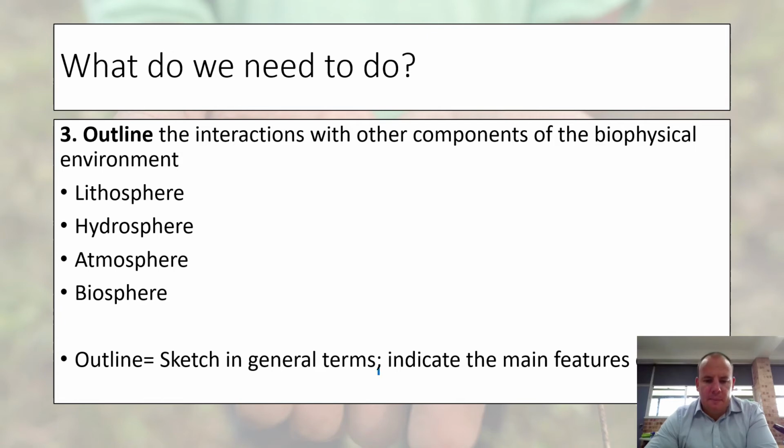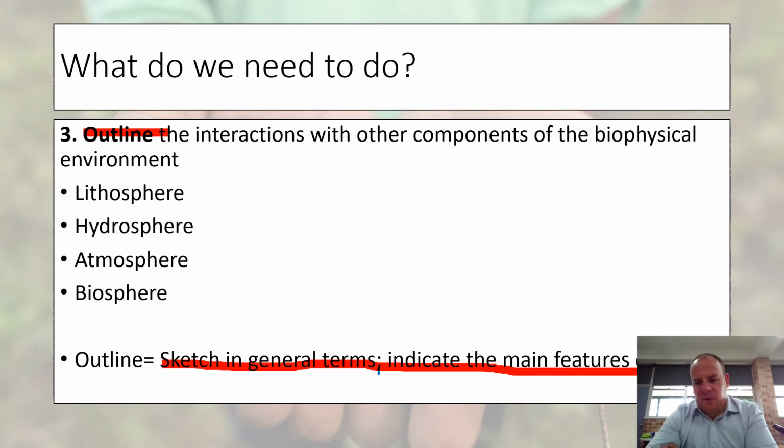Part three, we've got to outline the interactions with other components of the biophysical environment. So we've got BLAR there, biosphere, atmosphere, hydrosphere, lithosphere. That's why I get the acronym BLAR. So make sure you've sketched in general terms. So that means the main features of other components. So if we look at flooding, that's obviously rainfall, which is the hydrosphere, but we've also got atmosphere because we needed those atmospheric conditions to create heavy rainfall. So we might talk about a severe storm, severe low, that type of thing. So that's what we mean by that.